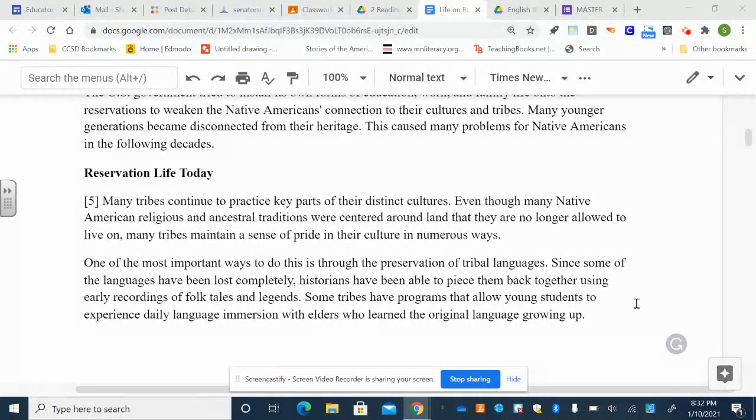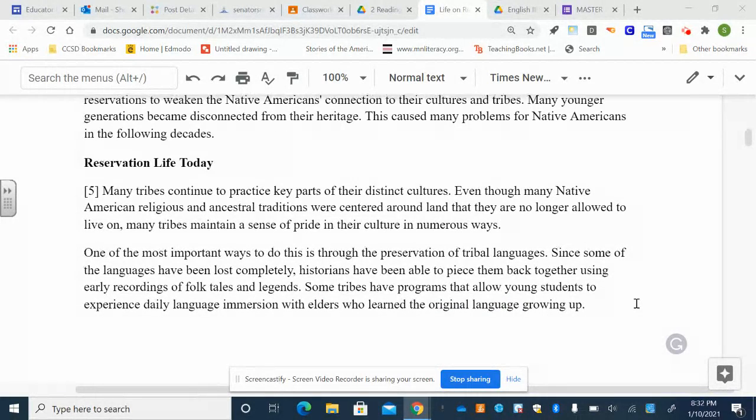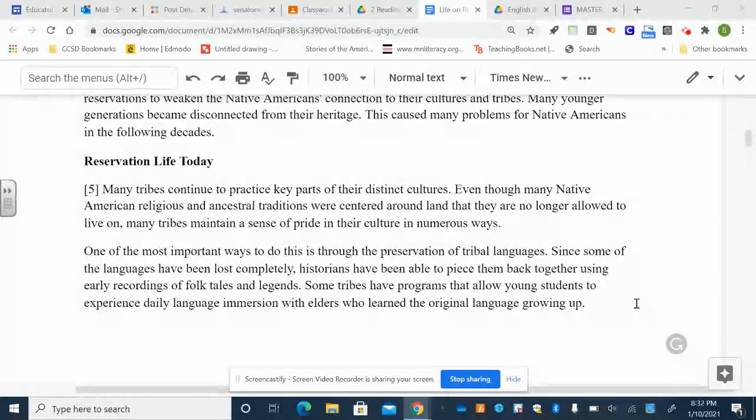One of the most important ways to do this is through the preservation of tribal languages. Since some of the languages have been lost completely, historians have been able to piece them back together using early recordings of folk tales and legends. Some tribes have programs that allow young students to experience daily language immersion with elders who learned the original language growing up.